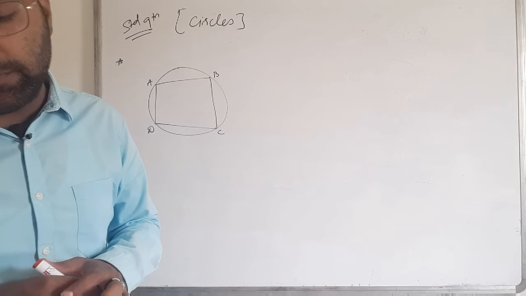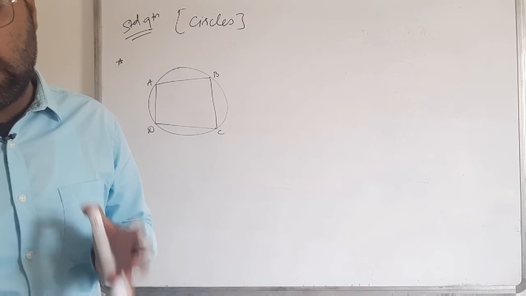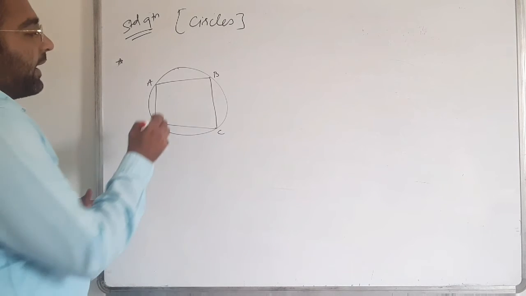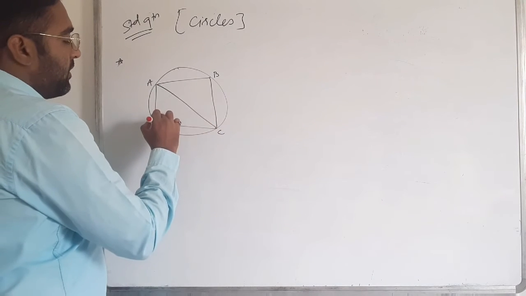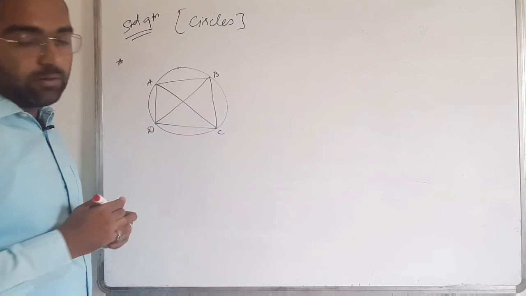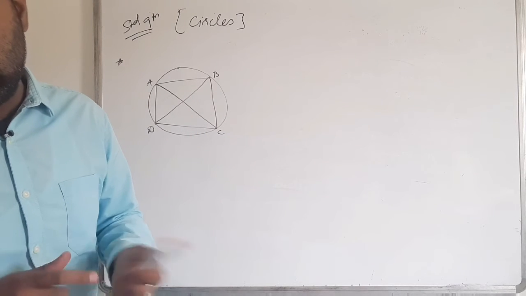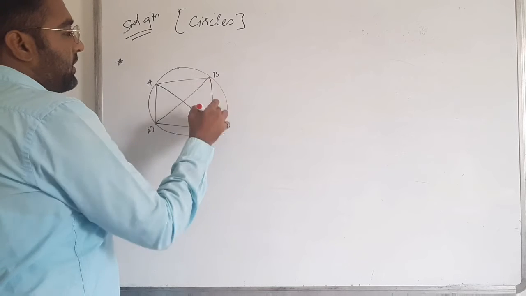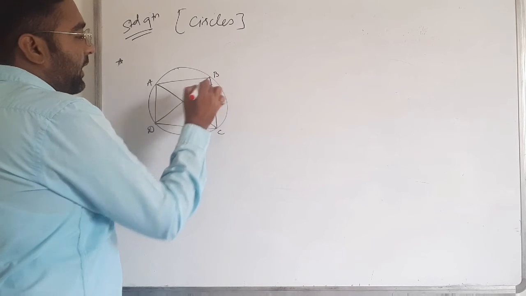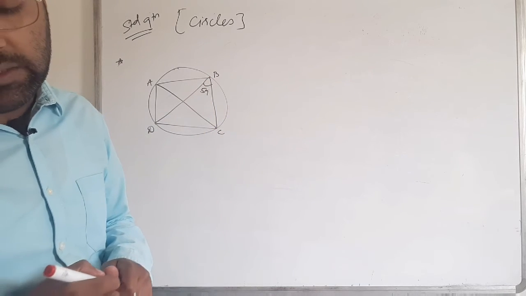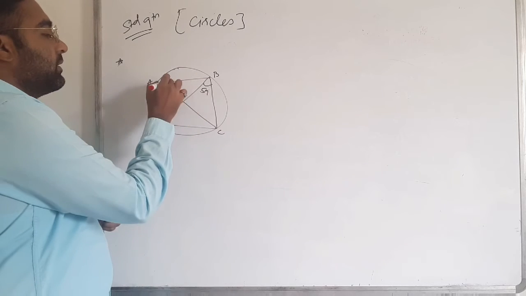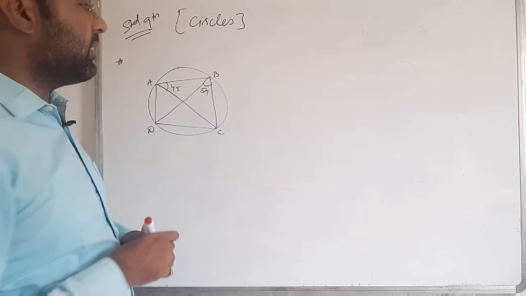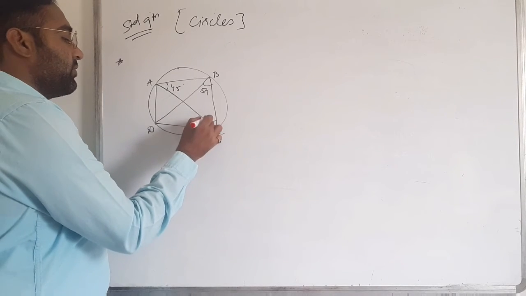Next question is that ABCD is a cyclic quadrilateral in which AC and BD are diagonals. Okay, now DBC is equal to 59 degree, this angle is equal to 59 degree, and BAC is equal to 45 degree. Then BCD is equal to question mark.